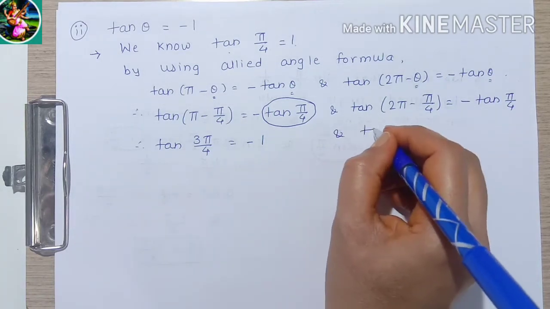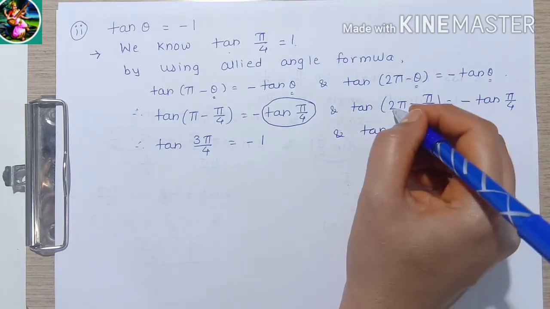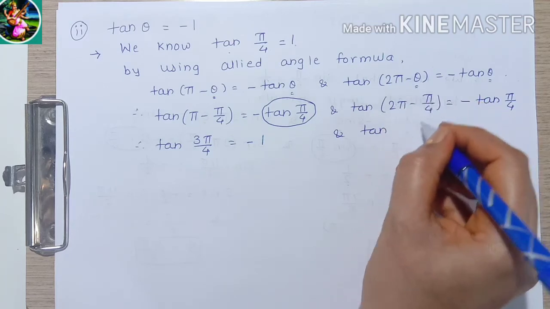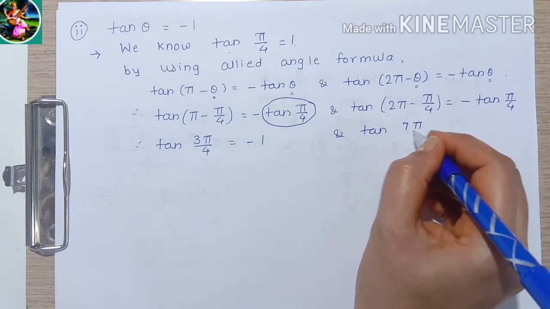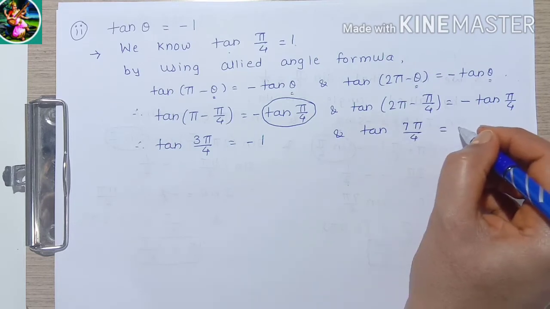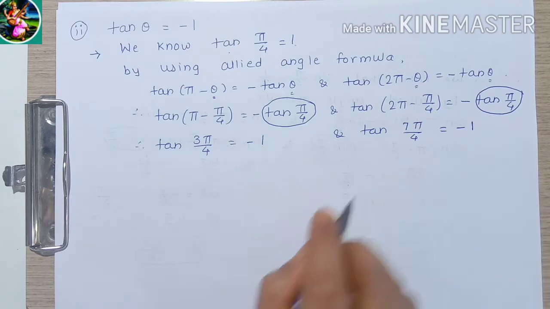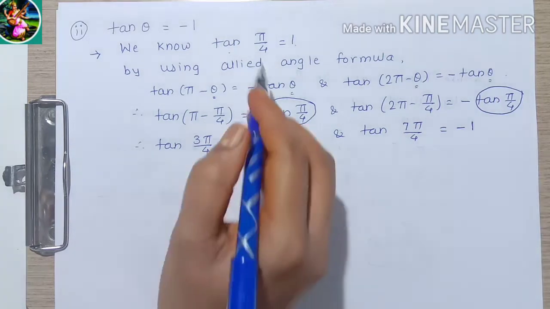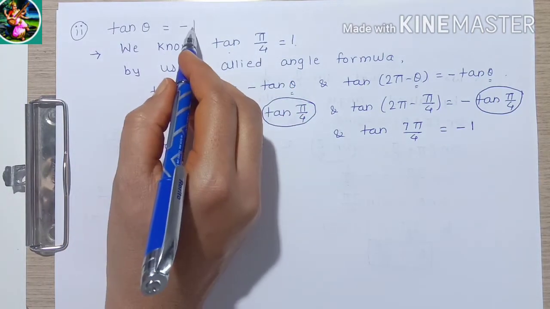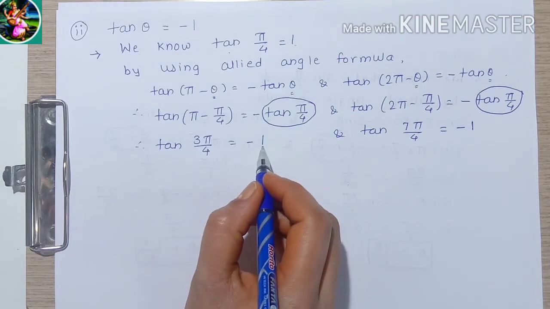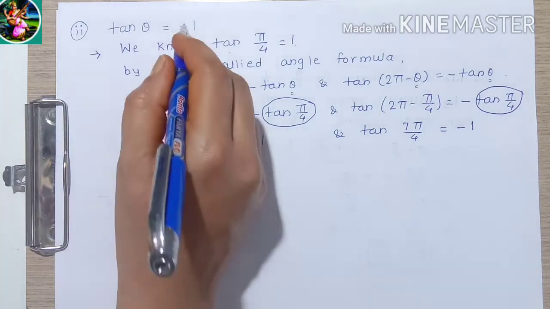And here tan of, taking cross multiplication, 8 pi minus pi, that is 7 pi by 4, is equal to minus of tan pi by 4, which is 1. Therefore, here we get minus 1. Here, tan theta is equal to minus 1, and tan of 3 pi by 4 is equal to minus 1. Their right hand sides are equal.